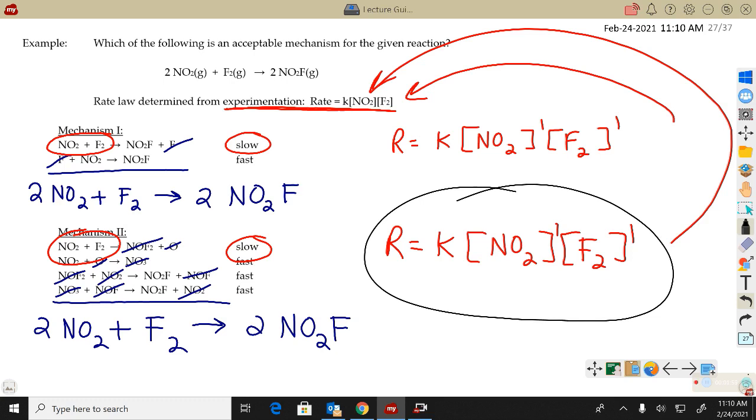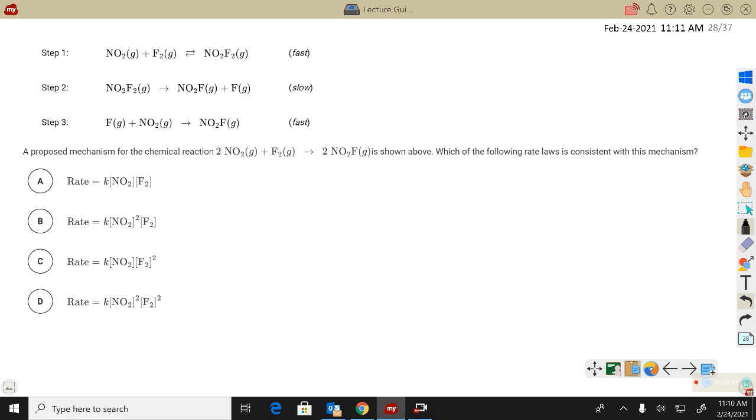That if I doubled the concentration of the nitrogen dioxide, it would double the rate. And also, if I doubled the concentration of fluorine, it would double the rate. That in the lab, I should find the reaction being first order with respect to each reactant. So I want to show you another example. There's a couple things that I wanted to highlight with something like this.